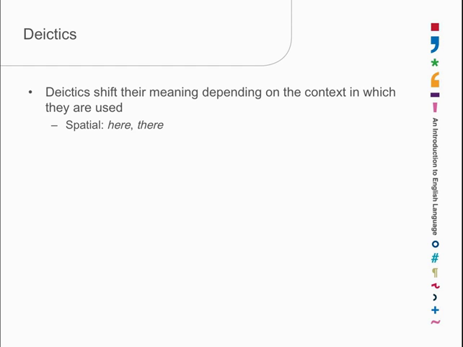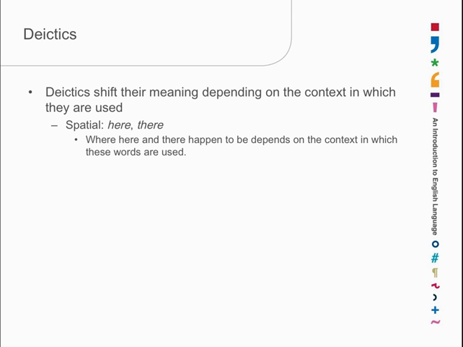Here, today, when I'm doing this little PowerPoint, is an apartment in Sydney, Australia. Where there is, I'm not too sure. It would depend on what I was talking about. If I was talking about there are a lot of people gathered in the square, it might be Turkey. So the exact nature of where here is and where there is depends on the context. So these are called spatial deictics because they have to do with locations in space. So where here and there are depends on the context in which the words are used.